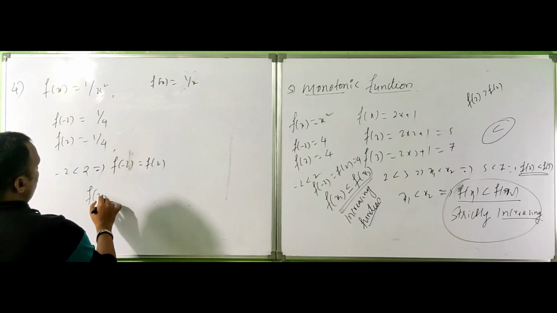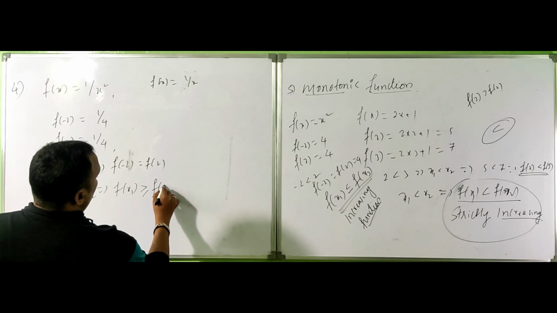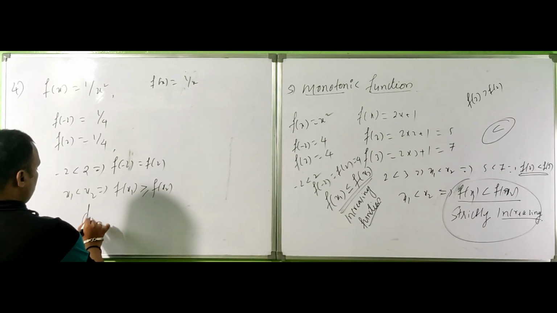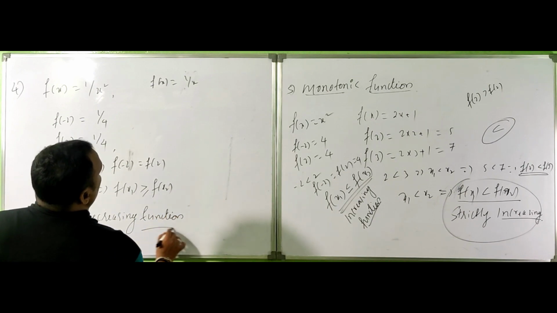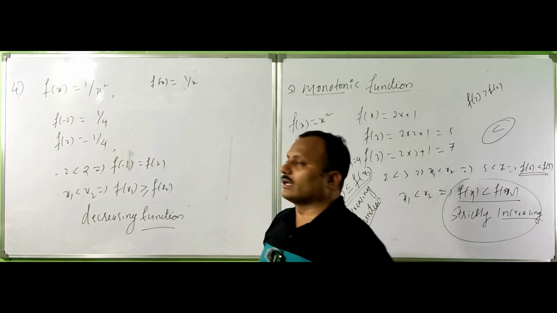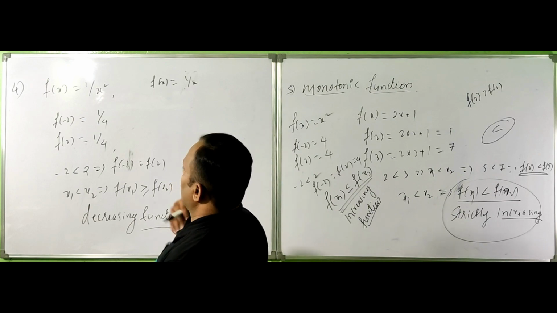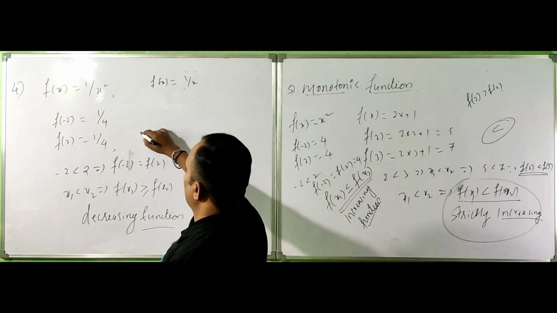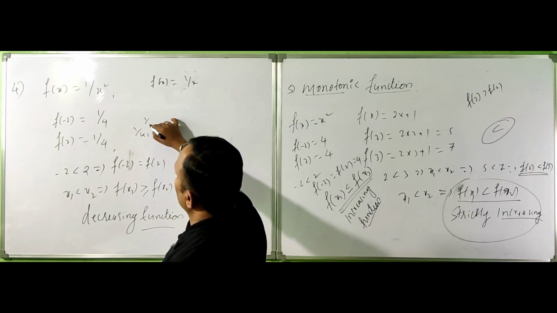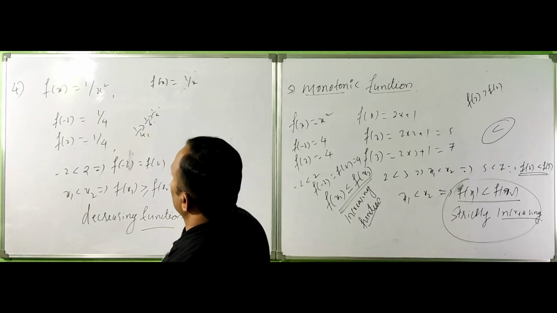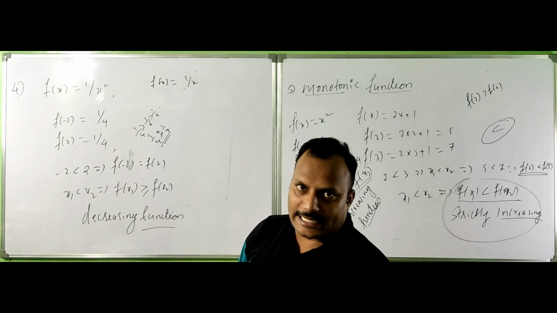I am writing x1 is less than x2, this implies that f of x1 is greater than or equal to f of x2. This is called decreasing function. Here I use the symbol greater than or equal. If the function is getting equal or greater value, it is called decreasing. You can get 1 by 4 equal to 1 by 4 also. This one is called simple decreasing function.